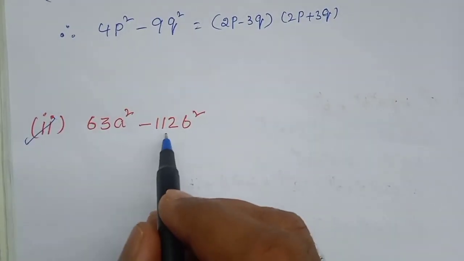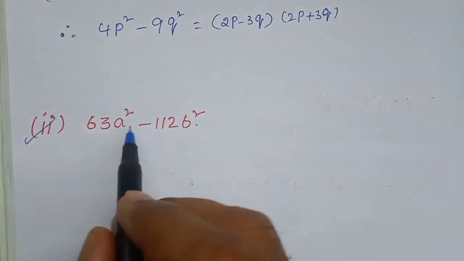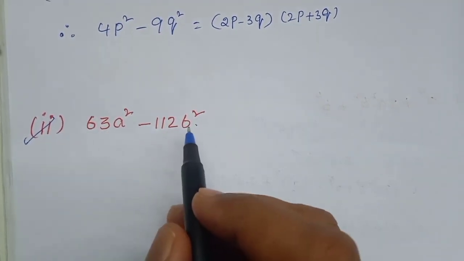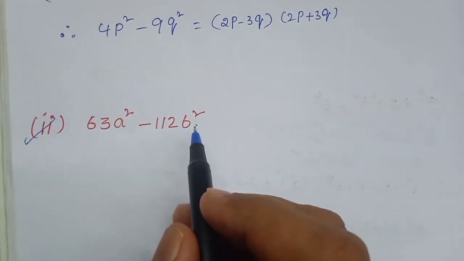63a square minus 112b square. See, both the terms are not in the form of perfect squares.